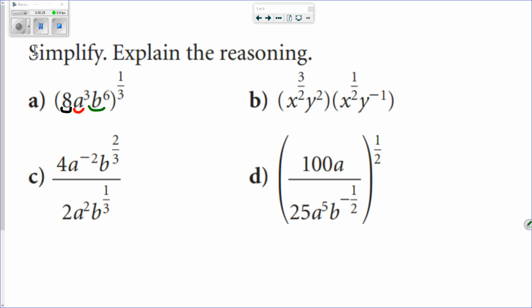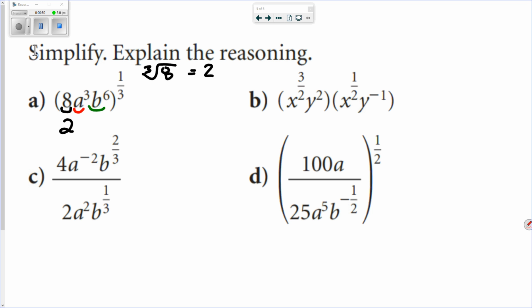So we look at the 8. 8 to the 1/3 power is the same as saying the cube root of 8. And we know that the cube root of 8 is 2. Right? Cube root of 8 is equal to 2.